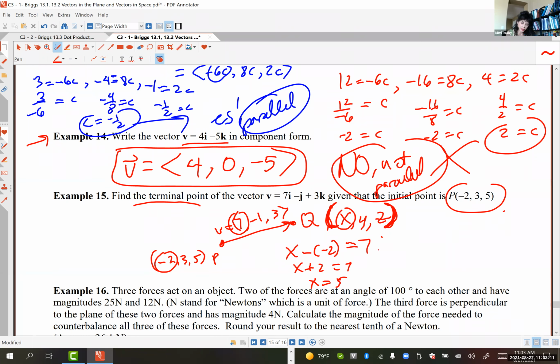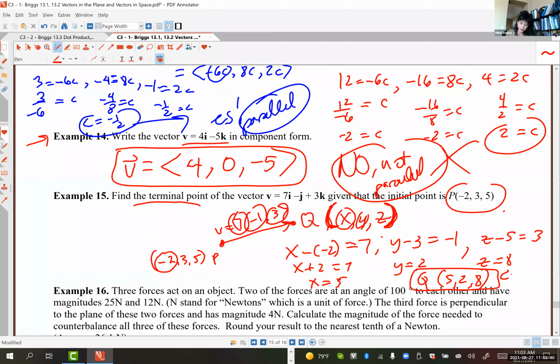And similarly, you do the same for the Y's. Y minus 3 had better be equal to the vector's Y component of -1. And when you add 3 to both sides, you get 2. And then do Z minus 5 has to equal the Z component for the vector, add 5 to both sides, and then your final answer, when you put it into a point format, this is your Q, this is your terminal point.